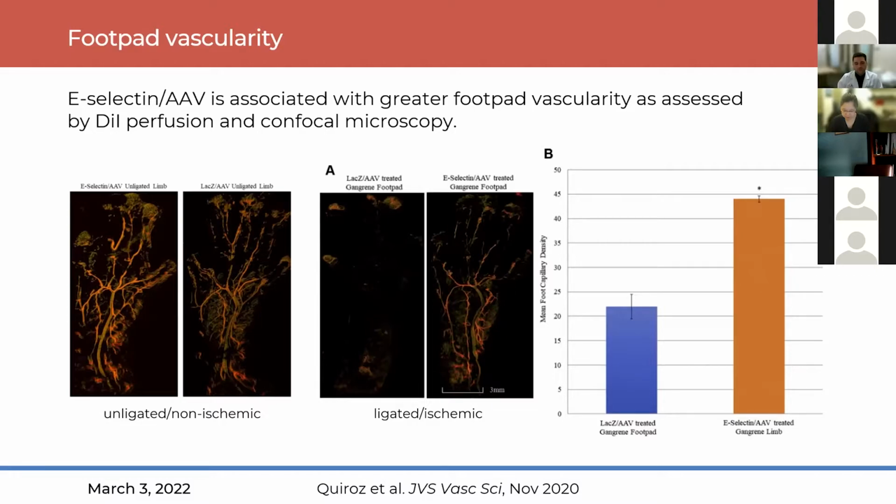On the left, the 2 left images are unligated or non-ischemic feet, so normal feet. And then the 2 images in the middle demonstrate a LacZ mouse on the left compared to an E-selectin treated mouse on the right. And you can see in that image improved reperfusion of the footpad, which is quantified in the graph on the right.